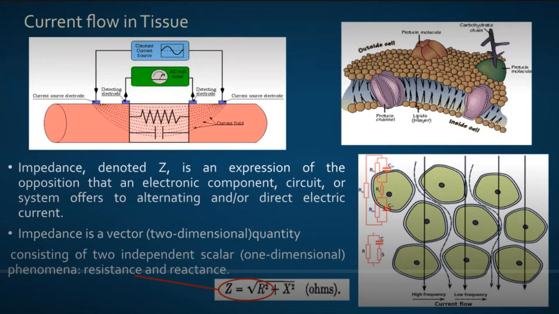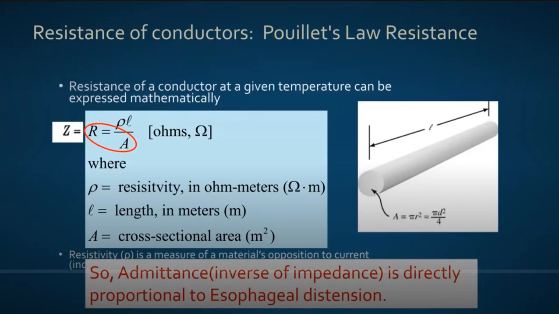Now, in the cell membrane, because in impedance imaging we use low frequency, all the current passes through the extracellular space. So we can ignore the reactive element. Impedance becomes equivalent to resistance. And based on physics, we also know that resistance is inversely proportional to the cross-sectional area, A, in a conductor. Now, we also found out that in impedance imaging, resistance is equivalent to impedance. So the inverse of impedance, which is admittance, will be directly proportional to cross-sectional area or dilation of the esophagus.